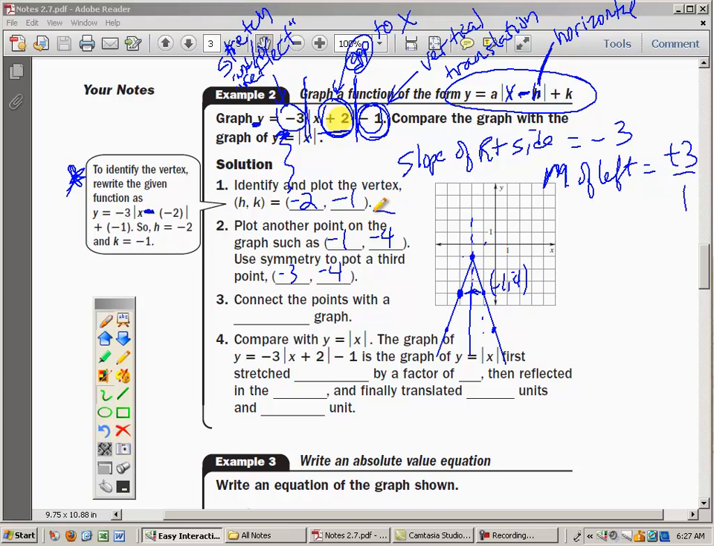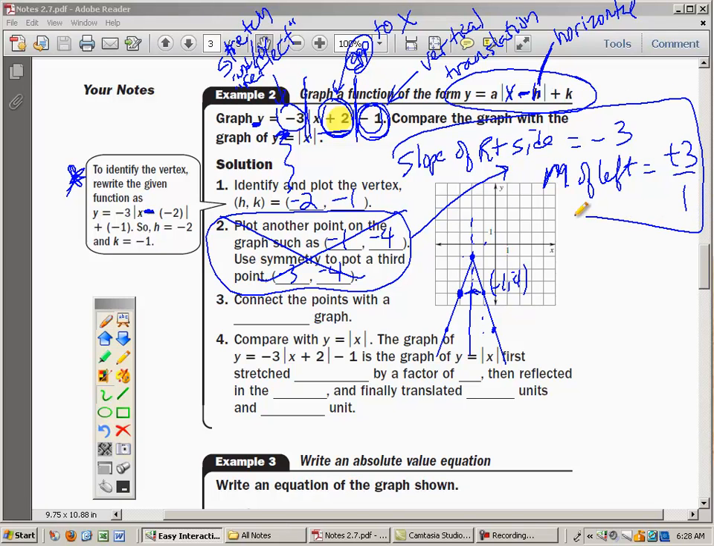I don't really do it with symmetry so much. I do it with the slopes. So this step might not be as valuable as doing it like this, looking at the slope of the right side and the slope of the left side. All right? And then obviously you're going to connect those points with a line with a V-shaped graph, which we know all absolute values are, and we kind of already did that.